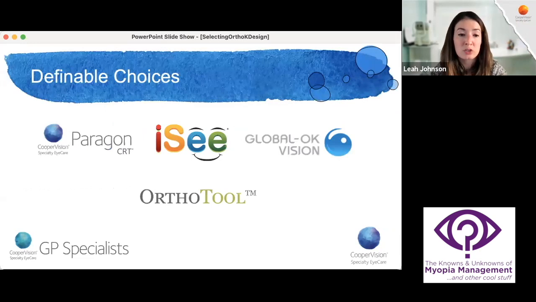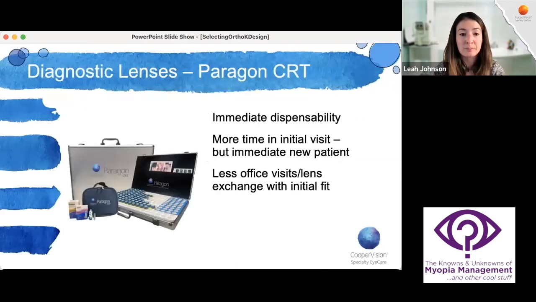So with GP Specialist, we have definable choices. We have Paragon CRT, we have IC, we have GOV, and we have OrthoTool. So for today, I'm going to share with you some case reports on when I would use what type of lens for a patient.